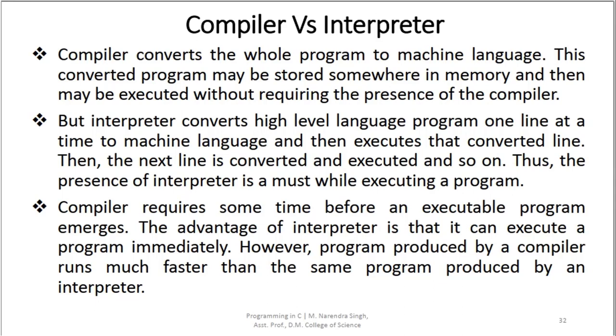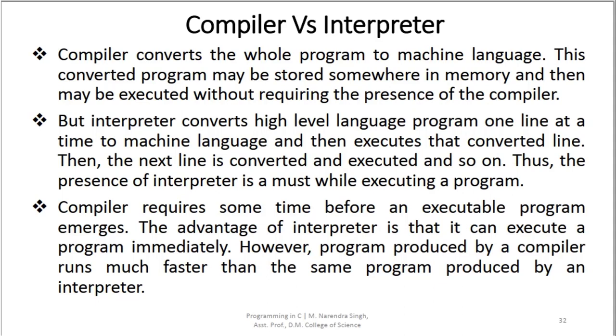Compiler converts the whole program to machine language. This converted program may be stored somewhere in memory and then may be executed without requiring the presence of the compiler. When a compiler converts a program into machine language, it converts the whole program at one time and stores it somewhere in memory. When you want to run the program, in fact, you don't need a compiler. The job of the compiler is done. It has already translated the program and it is residing somewhere in memory.